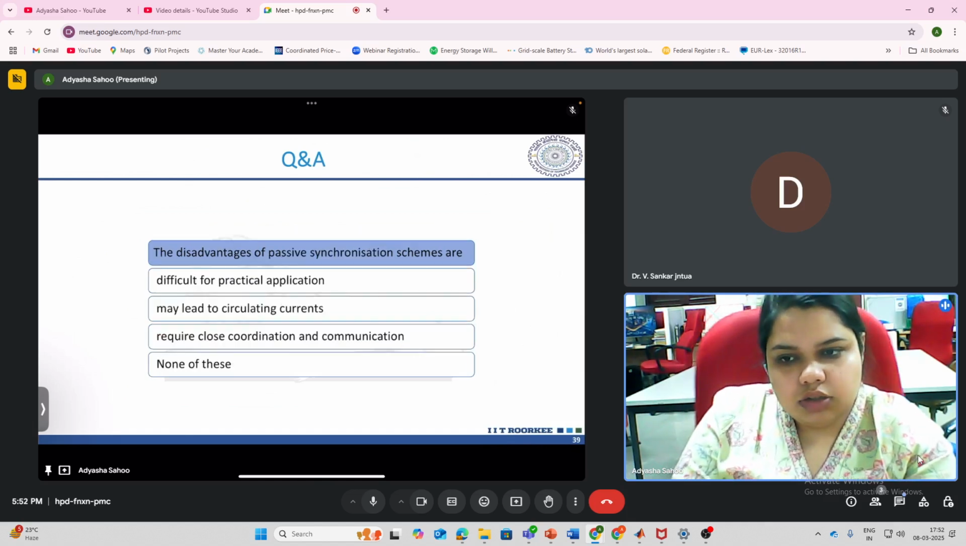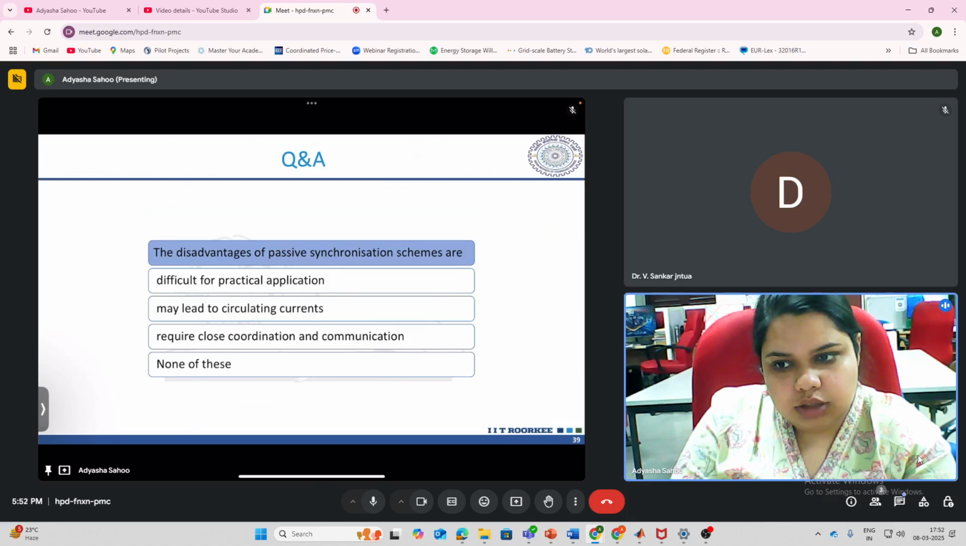What is the disadvantage of the passive synchronization scheme? Difficult for practical application, may lead to circulating current, require close coordination and communication, or none of these.